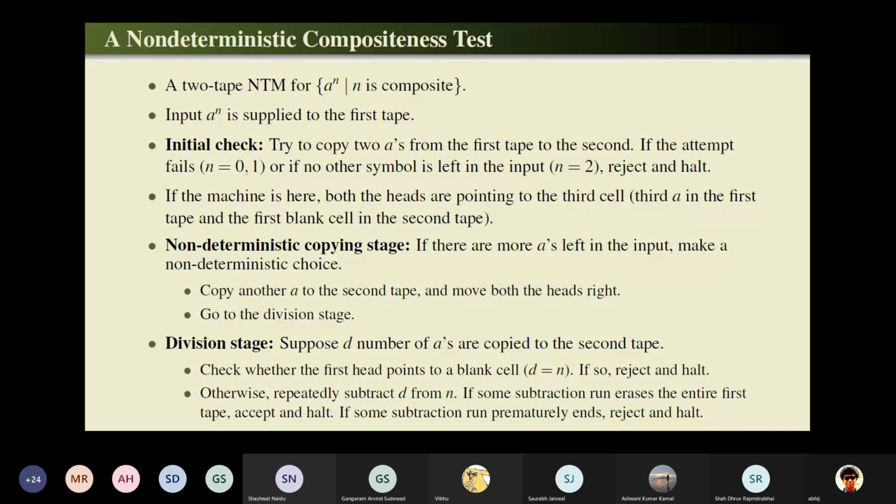But if n is not composite, or 0 or 1, it is prime, right? Then whatever you guess for d, you can never accept, because a prime does not have a non-trivial divisor. So all non-deterministic choices will fail. On the other hand, if n is composite and not equal to 0 or 1, then definitely one guess will succeed. Agree or not? So this is basically the working of this Turing machine, and this is how we can exploit non-determinism in the context of Turing machines. Okay.